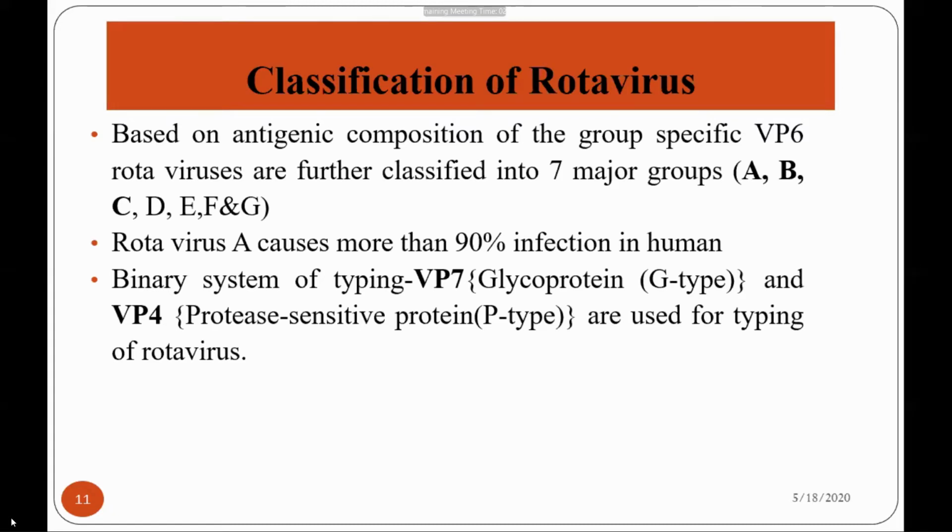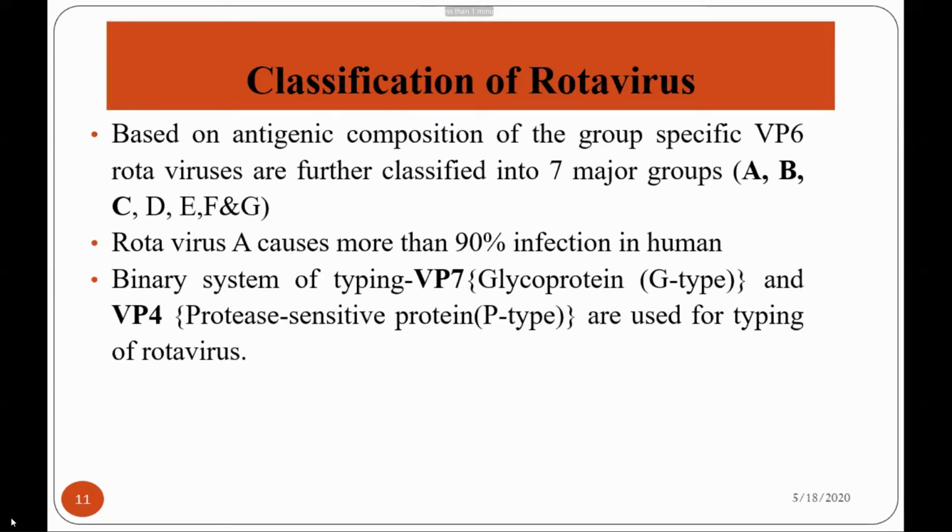Among these 7 different groups of rotaviruses, A, B, and C are responsible for causing viral gastroenteritis. Those rotaviruses which cause viral gastroenteritis are rotavirus A, B, and C type. Rotaviruses A and C are responsible for causing viral gastroenteritis in infants and children, while rotavirus type B is responsible for causing gastroenteritis in adults.